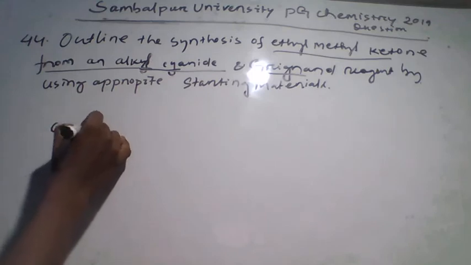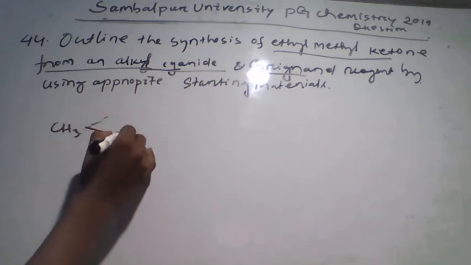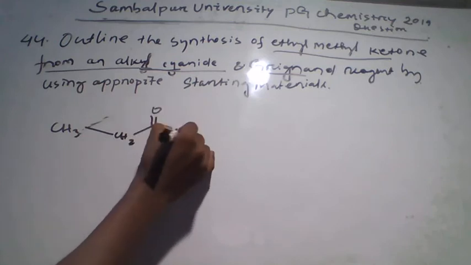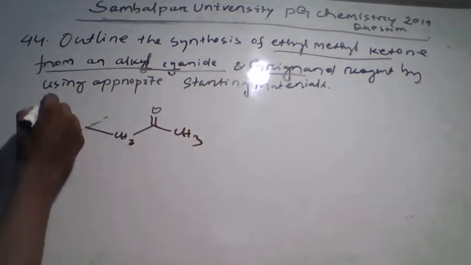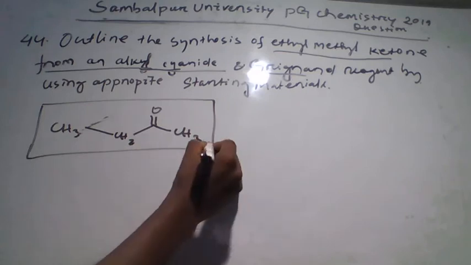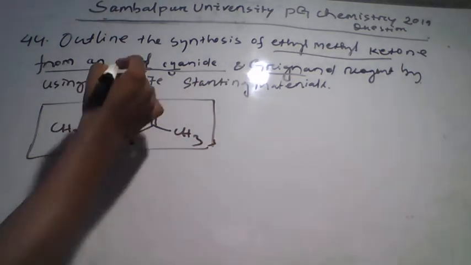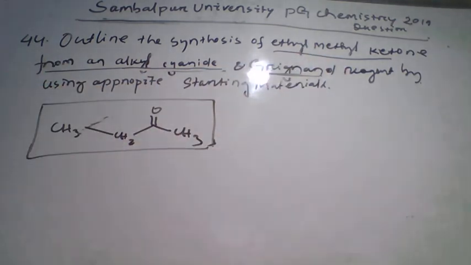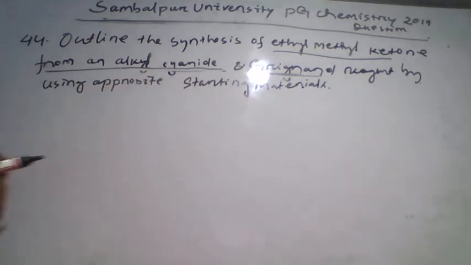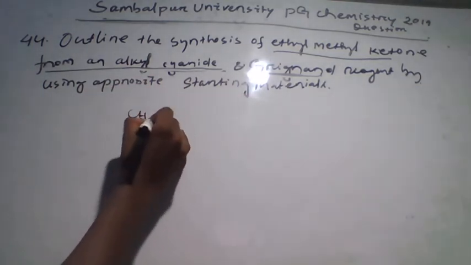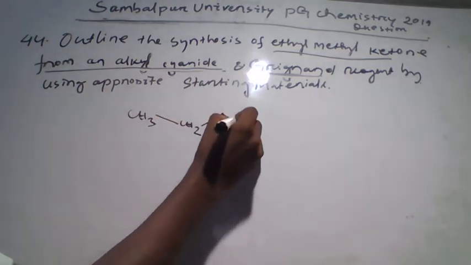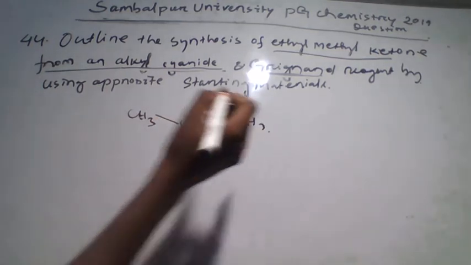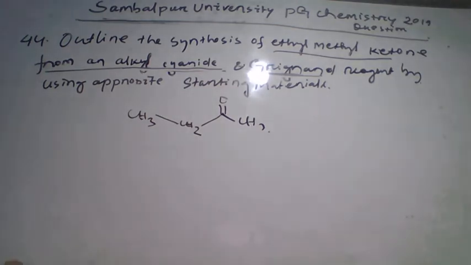See here, this is your ethyl methyl ketone. This is your product, the product you have to synthesize. It is given from alkyl cyanide and Grignard reagent. You have to synthesize this one. So which type of alkyl cyanide and Grignard reagent do we have to take?